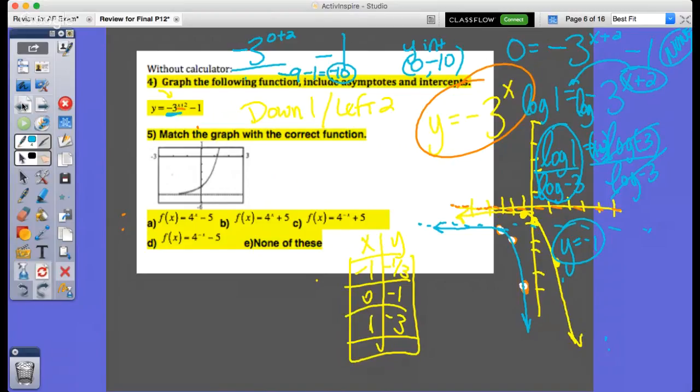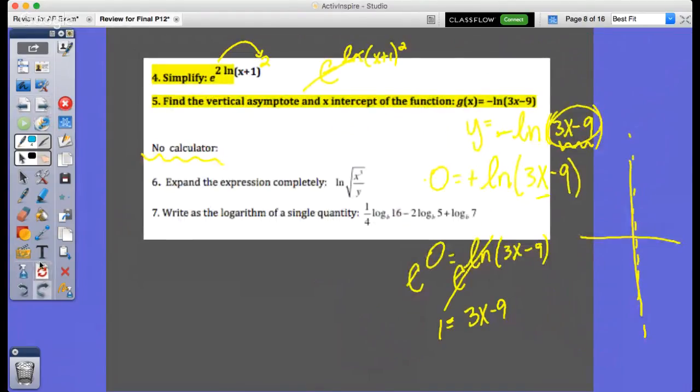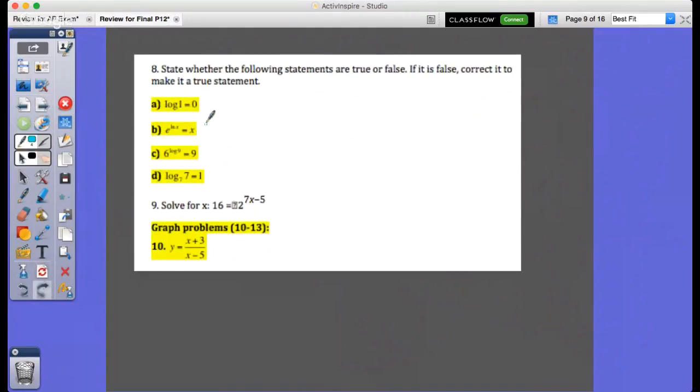Okay, Kendall? I have a question about unit 3, number 8. No, you're good. What's up? Right here? Yes. So it's when it says if it is false, correct it to make a true statement. Like for C, that's false. So what do you want us to do?